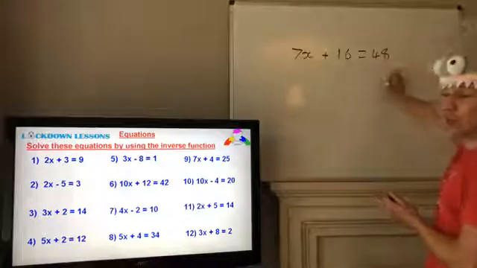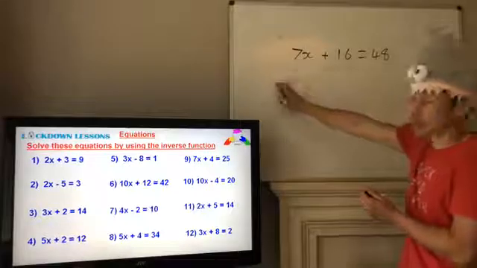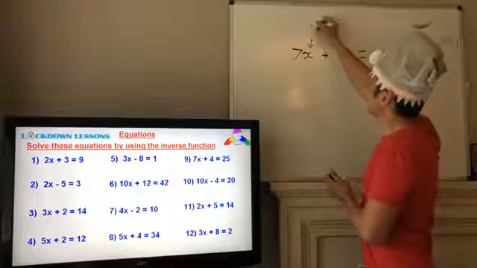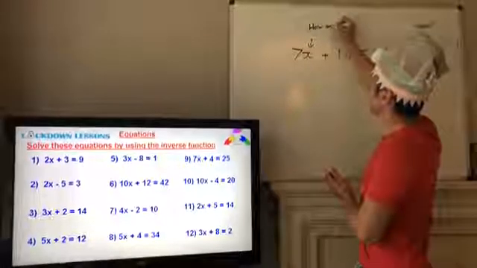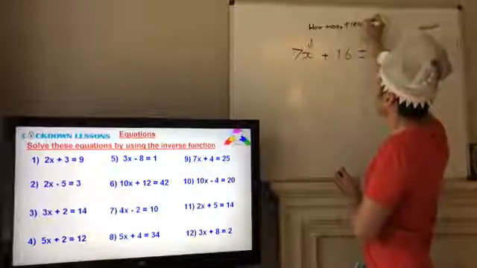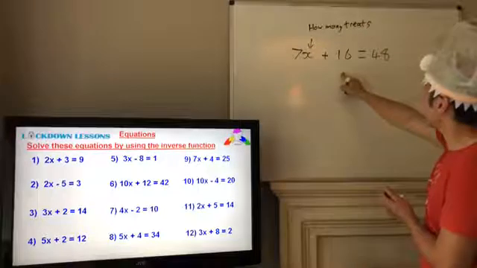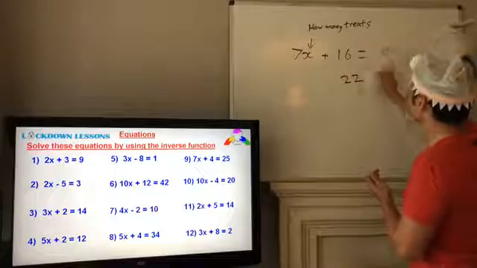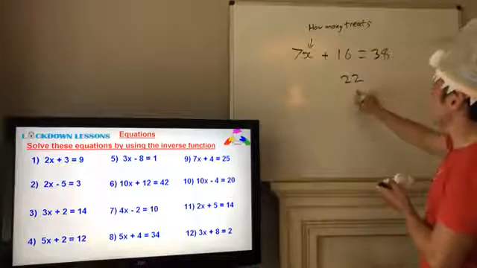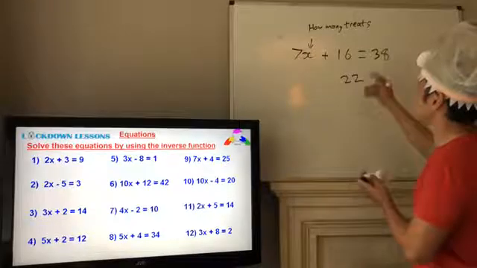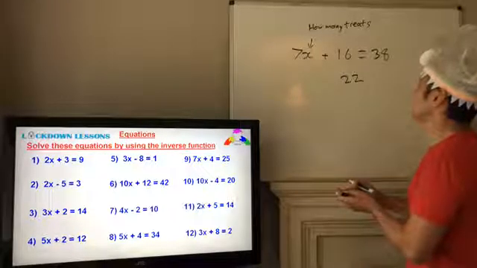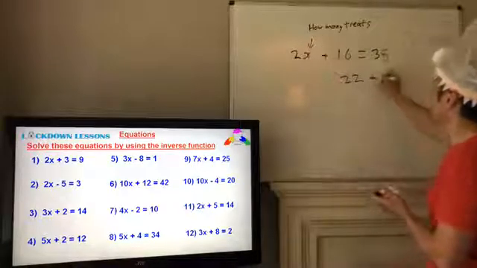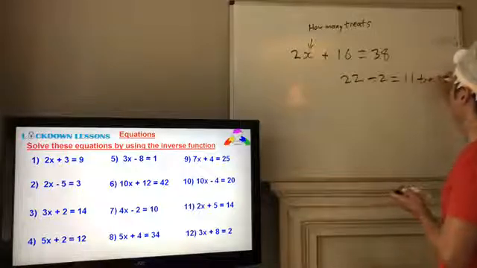So that was Elsie's dog with Pepper the dog. That was a function machine. This x here is how many treats. So she would take away the 16 from 38 to give you 22. It was 2x, and then she would divide by 2 to give you 11 treats.